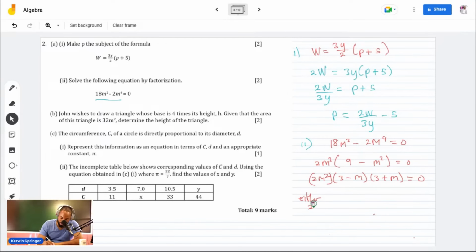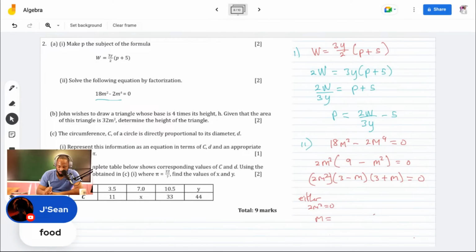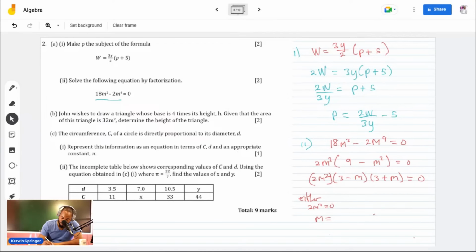It has 3 factors. So it's either 2m squared is equal to 0, which would just mean m is equal to 0. Bring across the 2, 0 divided by 2 is 0, and the square root of 0 is 0. Or 3 minus m is equal to 0, so negative m is equal to negative 3, so m is equal to 3. Or 3 plus m is equal to 0, so m is equal to negative 3. So m could either be equal to 0, 3, or negative 3 if I do it that way.